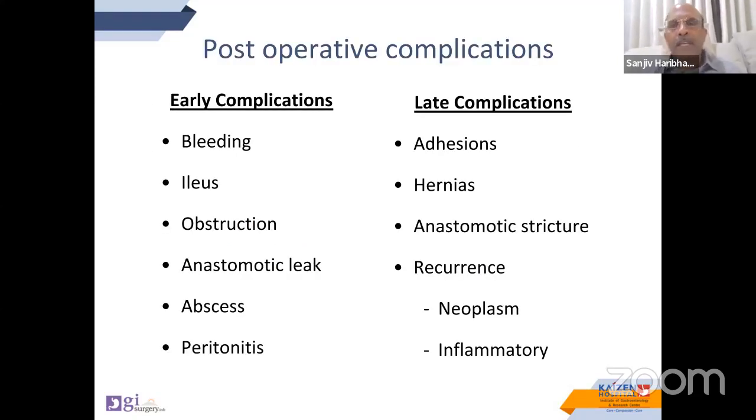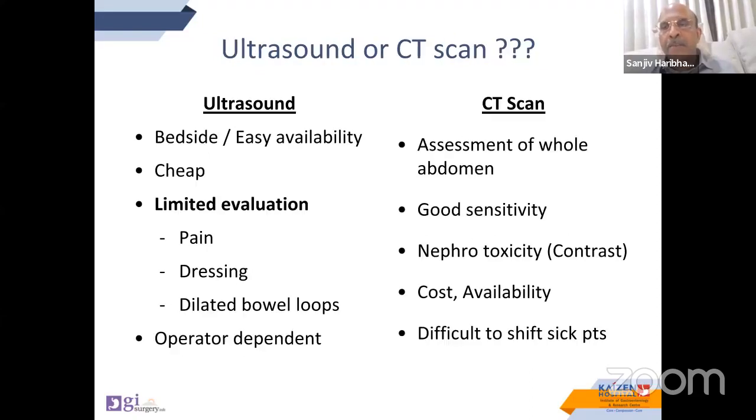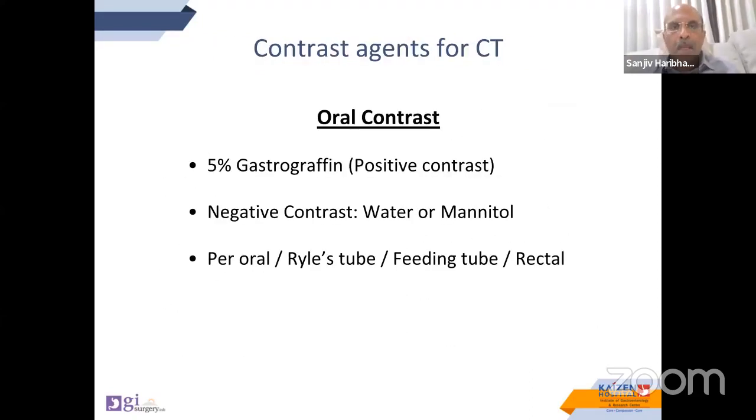So the post-operative complications are quite well known to all of us. Early complications are bleeding, ileus, and obstruction, and how to differentiate them. Then anastomotic leak, abscess, and peritonitis. Late complications like adhesions, hernias, anastomotic strictures, and recurrence of tumors or IBDs, inflammatory conditions.